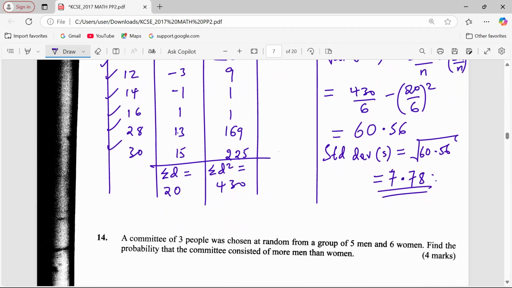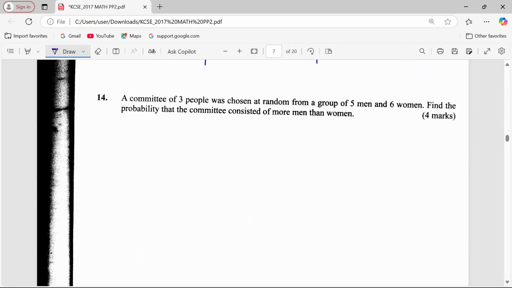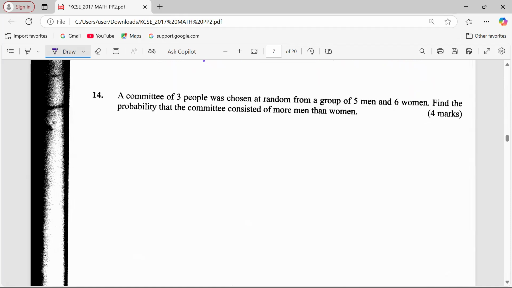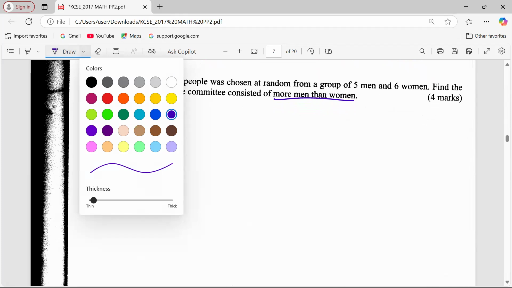Now there is a number 14. A committee of 3 people was chosen at random from a group of 5 men and 6 women. Find the probability that the committee consisted of more men than women. In this case, we're going to choose what we call a tree diagram.